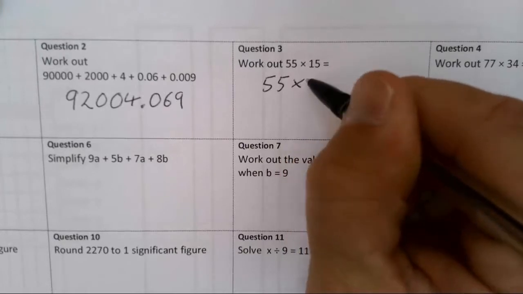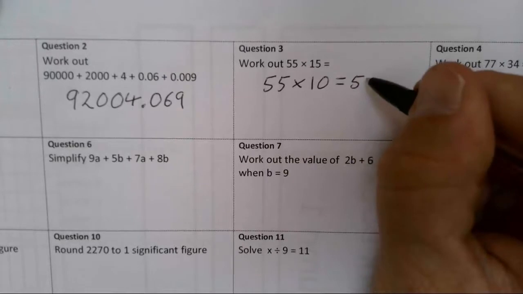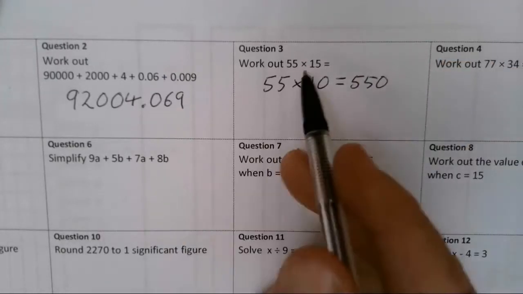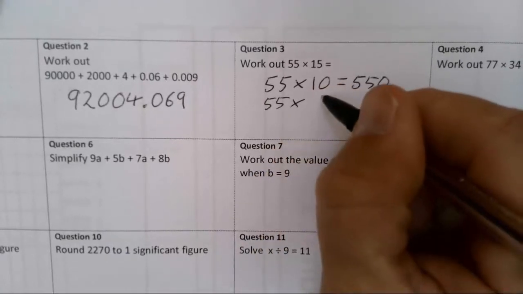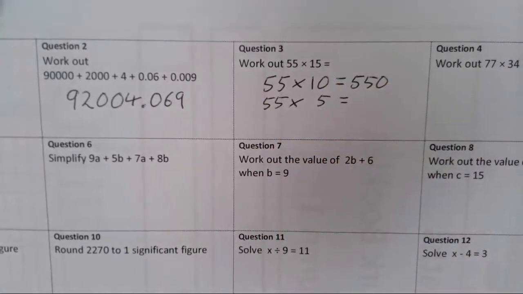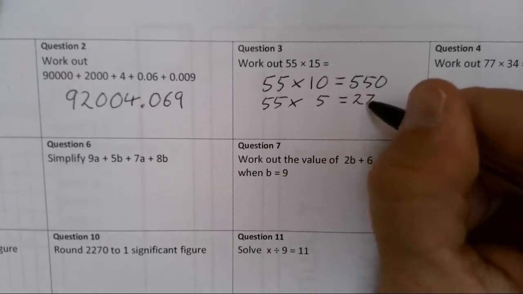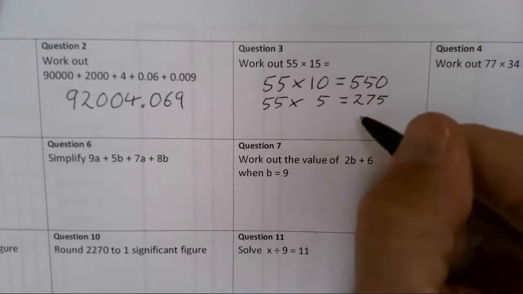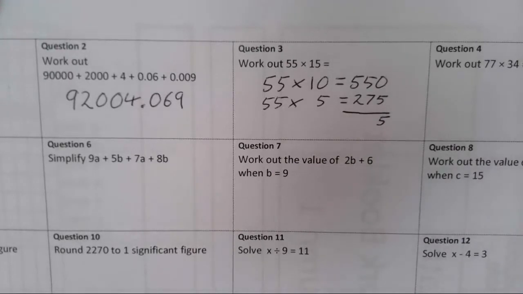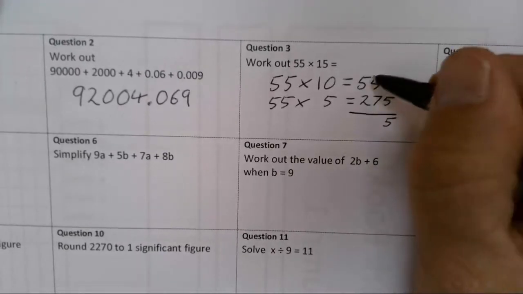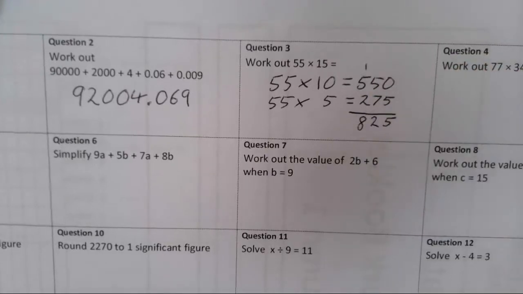I might do 55 times 10, just in my head, and that would give me 550. And so I know that 55 times 5 would be half of that amount. Half of 500 is 250 and half of 50 is 25, so that would be 275. And then I could add those together. So whatever method you have, if you have a column method or some other method, I want you guys to be good at working with lots of different methods. So we should have 825.